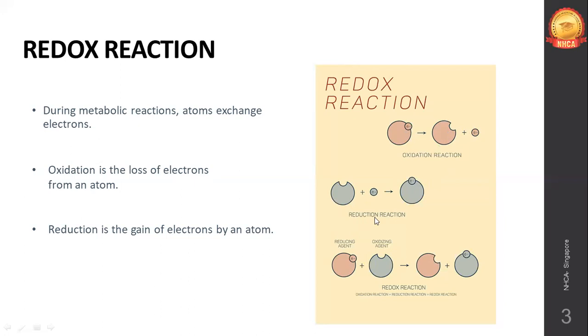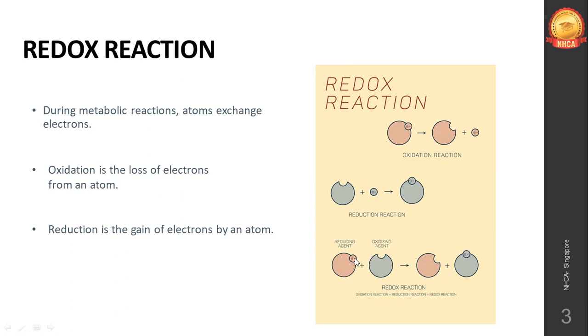What is a reduction reaction? An electron from another atom, or an antioxidant, came and attached itself to this unstable atom, stabilizing it. So that's the reduction reaction. When you combine both of these reactions, you get the redox reaction. Reduction took place, oxidation also took place. First the oxidation took place, an electron was lost.